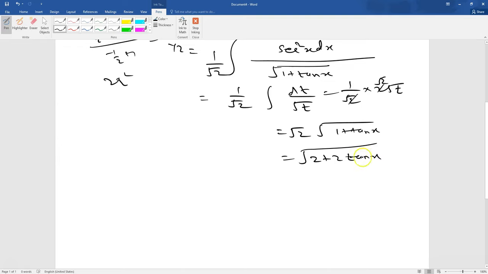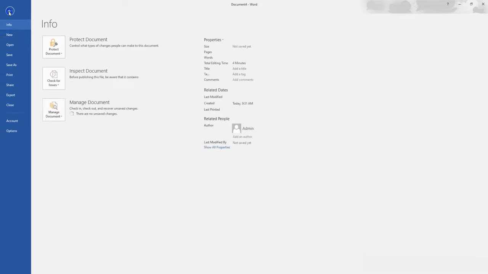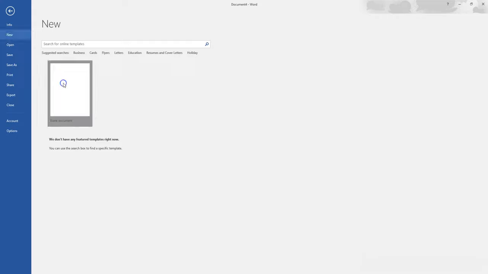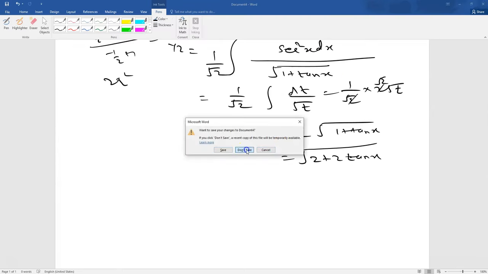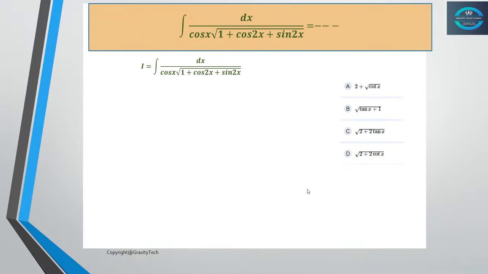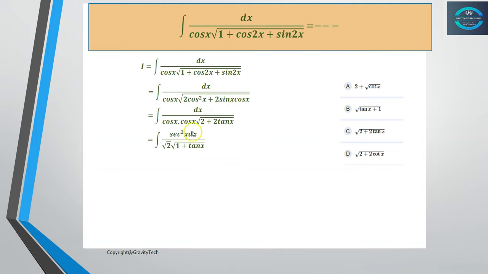Now let's see how to put that on paper, in actual clear steps. So this is how it is. 1 plus cos of 2x will be 2 cos square x. Cos square x will be common. This will be 2 plus 2 tan x, this will go up. Sec square x dx, under root 2 common, 1 plus tan x. Put 1 plus tan x equal to t.